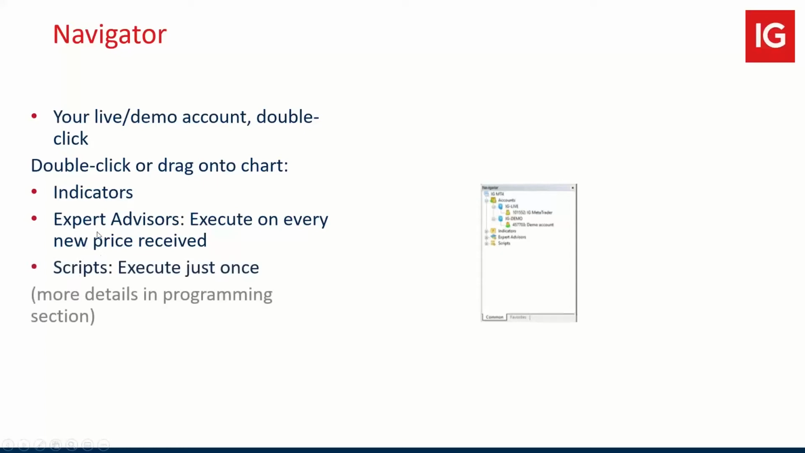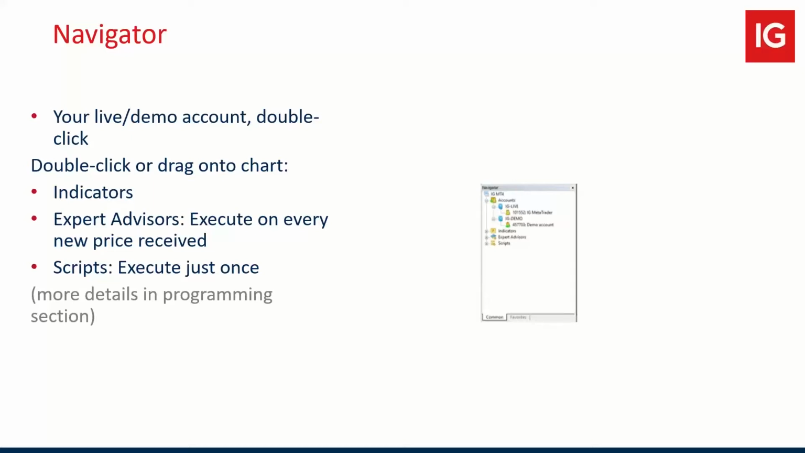And just to note, you guys are probably wondering, what are these? What's the difference? An Expert Advisor is basically your algo that you programmed, but it's designed to execute on every new price that's received. So it keeps executing every time a new price comes in. So if you have a program that says, tell me if price crosses above, for example, the 50-day moving average, then every time a new price comes in, it's going to run that test to see, did price go above? Whereas a script executes just once.